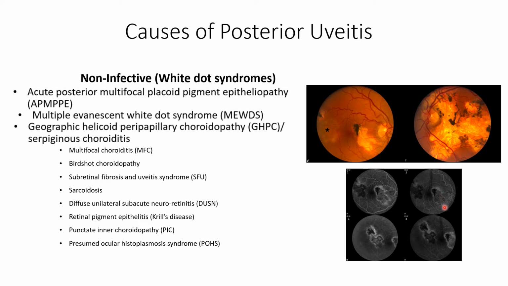On angiography, we can see that there is an area of blocked fluorescence because of the inflamed tissue, and then you have staining and hyperfluorescence of the scar areas, the border of the scar areas. So this basically represents the picture in a fundus fluorescein angiography when the disease is active in this area and it is healed and scarred in this area.